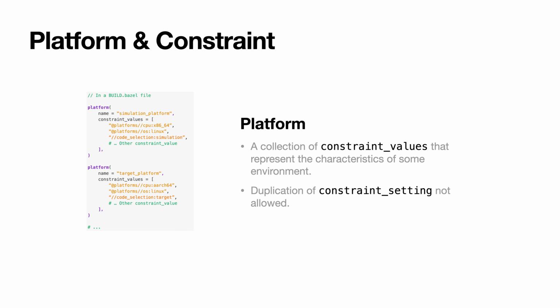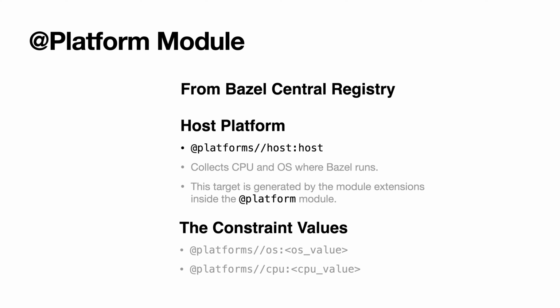Bazel provides an external dependency called platforms from the Bazel Central Registry. It defines a host platform which describes the current CPU type and operating system type where Bazel is running. Other constraint values like the operating system Linux, macOS, Windows, Android, or iOS, and the CPUs x86, ARM64, or RISC-V are the predefined constraint values from this repo.